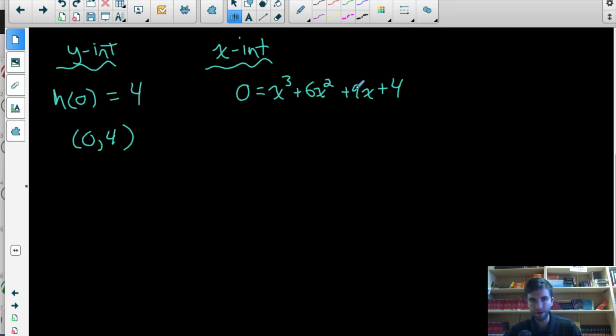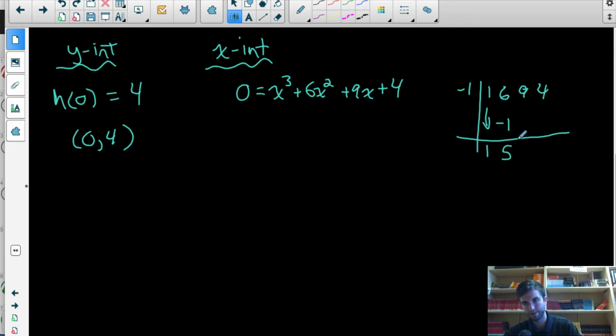And I think -1 makes this become 0, so if I do synthetic division where I divide it by x plus 1, I'll put my zero of the divisor right there, and put the coefficients of the polynomial here: 1, 6, 9, 4. I'll quickly do synthetic division: bring it down, multiply, add, multiply, add, multiply. There we go. These are the coefficients of my quotient. There's my remainder. Here's my x to the 0 term, my x to the 1 term, my x squared term.